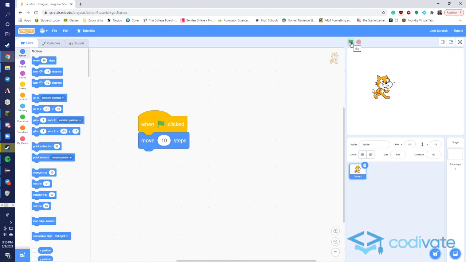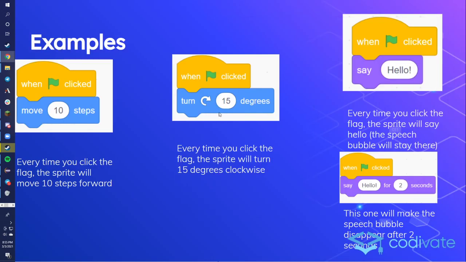So it's facing to the right now, it moves 10. If I change the direction the cat is facing to this, now it's facing diagonally down, it's going to go the way it's facing. It's going to keep doing that every time I click the green flag. Really, that's how that works.